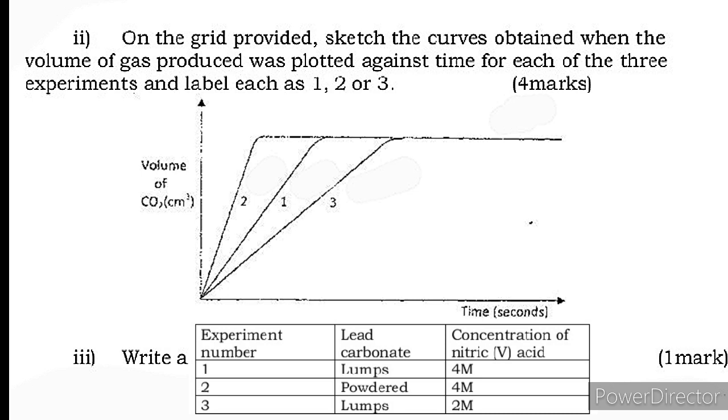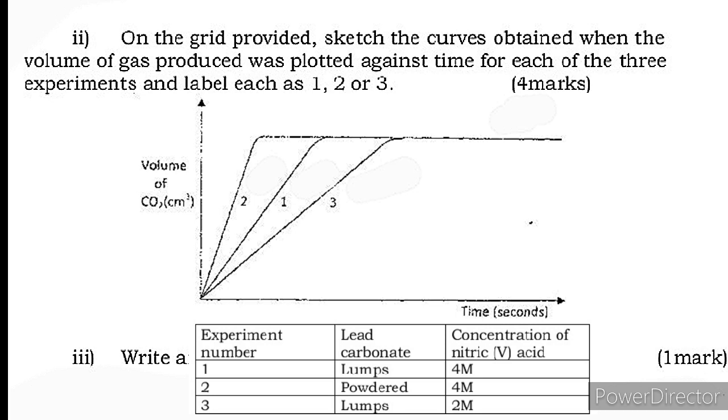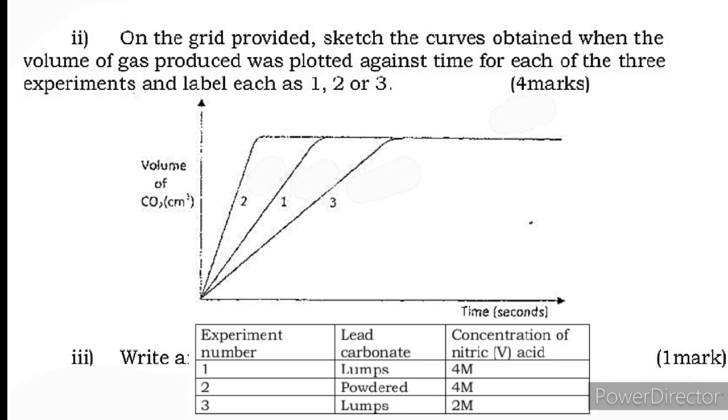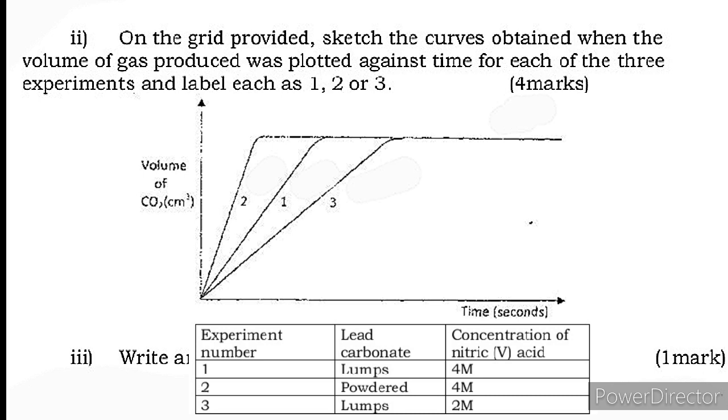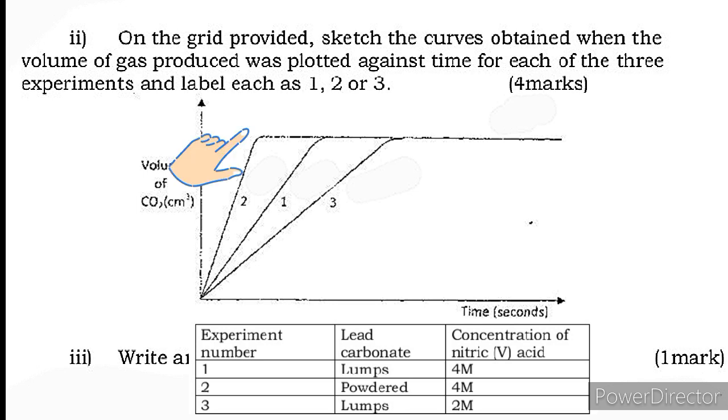Now there are actually 2, experiment 1 and experiment 2. But the difference between these 2 is that in experiment 1, lead (II) carbonate is in lump form, and in experiment 2 it is in powdered form. So that means that if we have powdered lead (II) carbonate together with the high concentration of nitric acid at 4 molar, this will give us the fastest reaction out of the 3. So it's going to have the steepest curve.